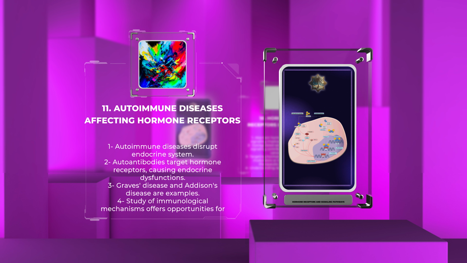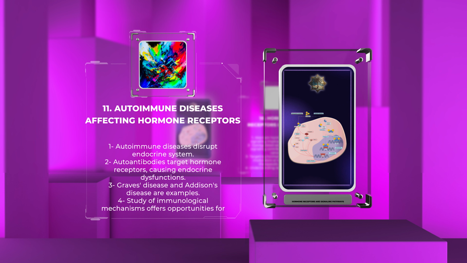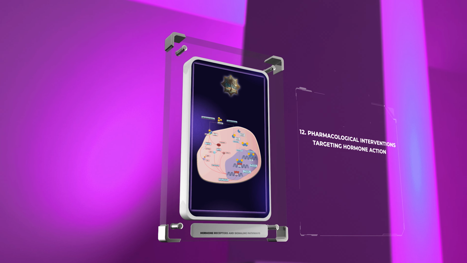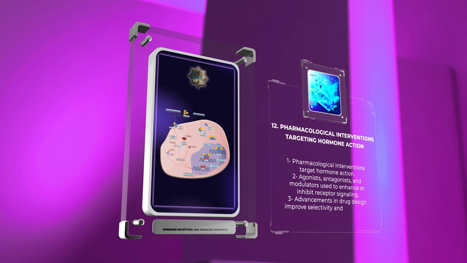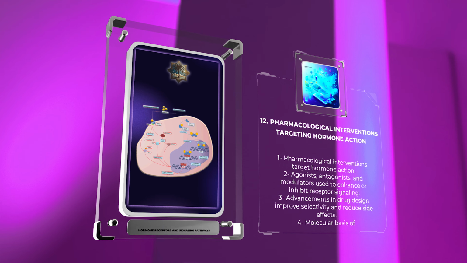Another example is Addison's disease, characterized by autoantibodies targeting adrenal antigens, ultimately causing adrenal insufficiency. Studying the intricate immunological mechanisms implicated in these diseases offers opportunities to develop targeted immunotherapies aimed at restoring hormone receptor balance and function.